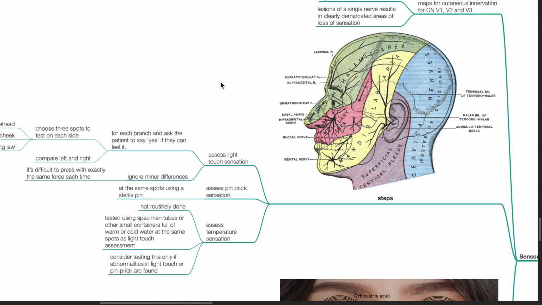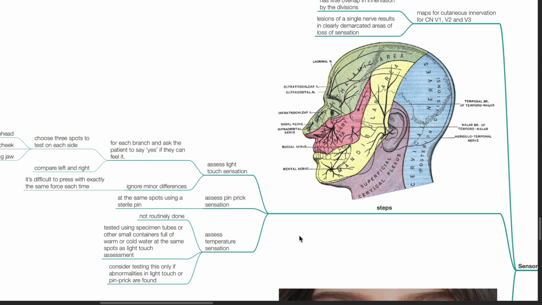Assess pinprick sensation at the same points using a sterile pin. Assessment of temperature sensation is not routinely done. This is tested using specimen tubes or other small containers full of warm or cold water at the same spots as light touch assessment. Consider testing this only if abnormalities in light touch or pinprick are found.